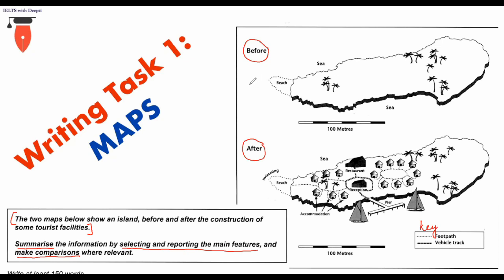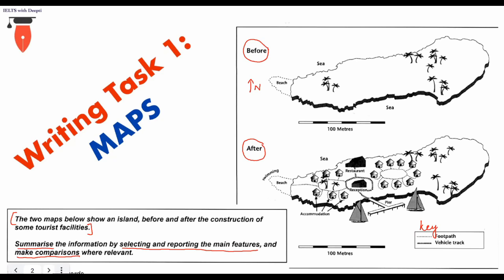Now in many maps you will see the compass given to you, in which the arrow that is pointing towards the top would be north, and more details about this again I'm going to take forward in the later part of the video. So this is how your task 1 of map would look like.